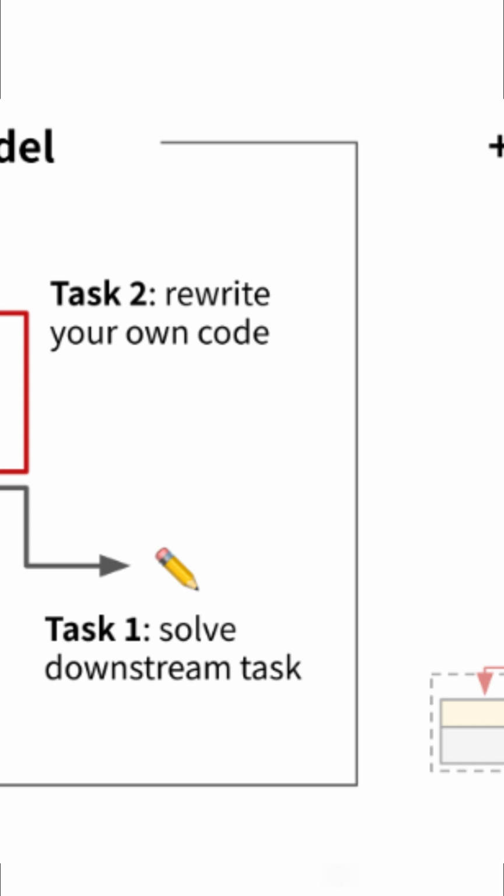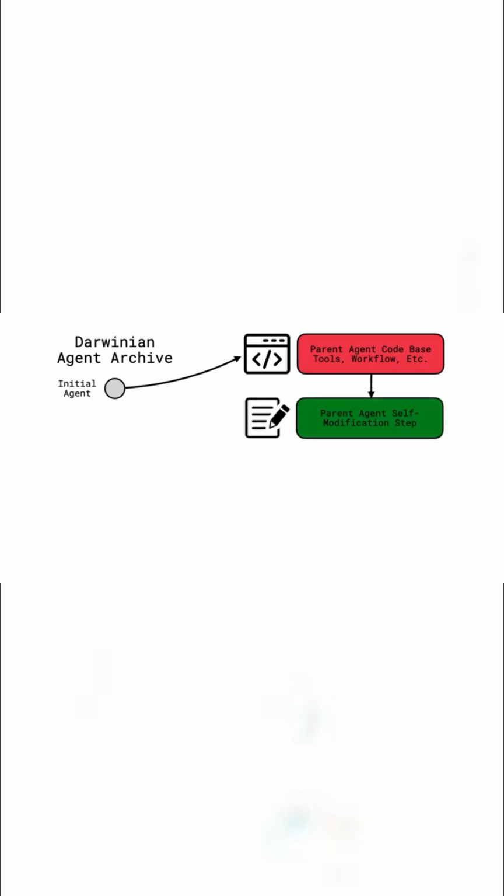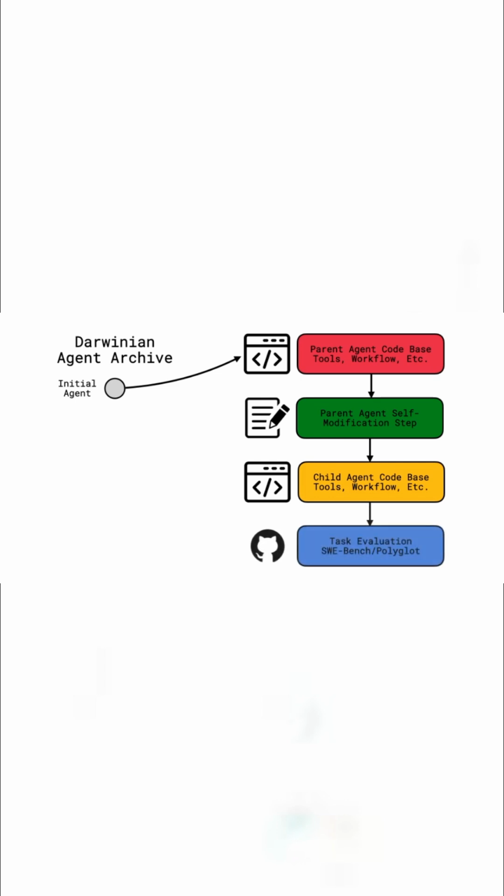Now, researchers at Sakana AI and UBC have introduced a more practical approach, the Darwin-Gödel machine. It doesn't wait for proof. It experiments using foundation models and evolutionary algorithms to try changes, test them, and keep what works.